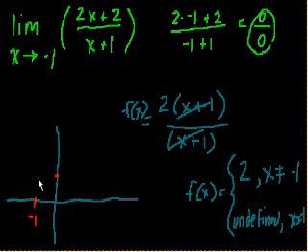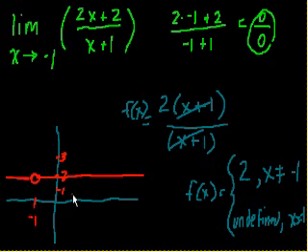So for every other value other than -1, the value of f of x is equal to 2. This is 1, this is 2, this is 3, and so on. At -1, the graph is undefined, so there's a hole there, and then we keep going to the left-hand side.